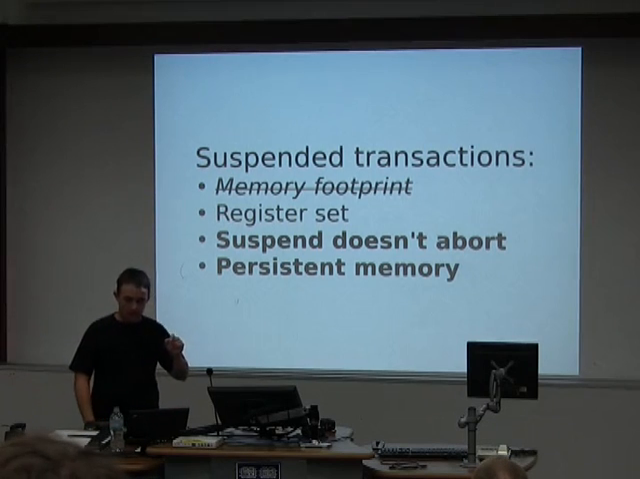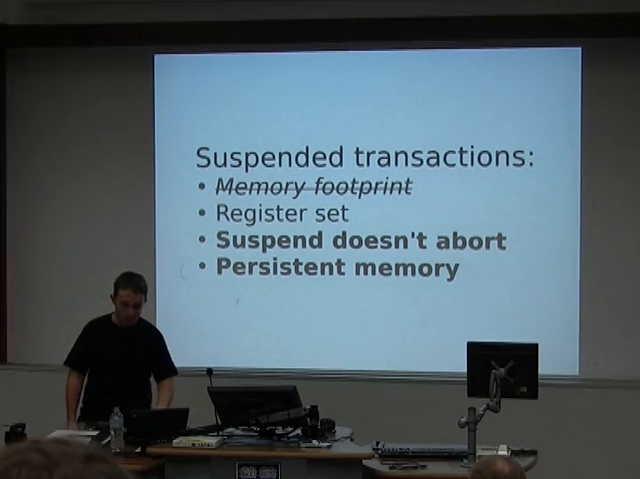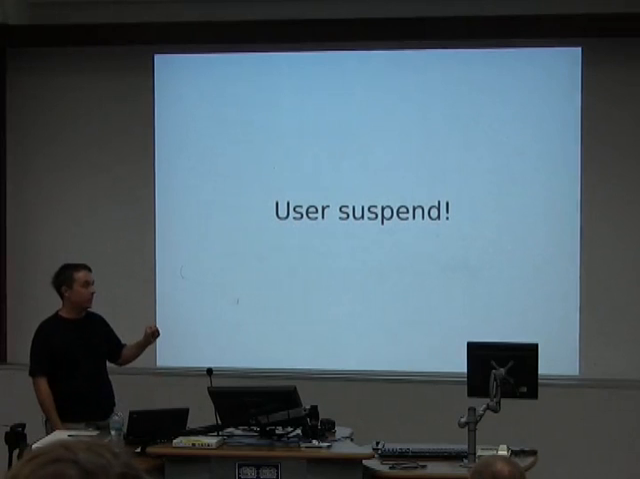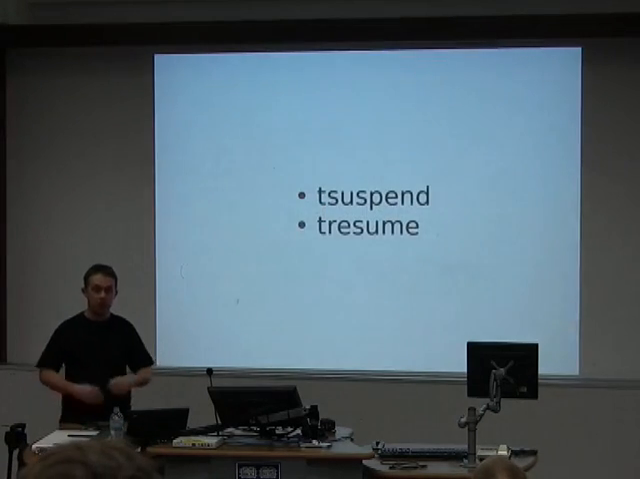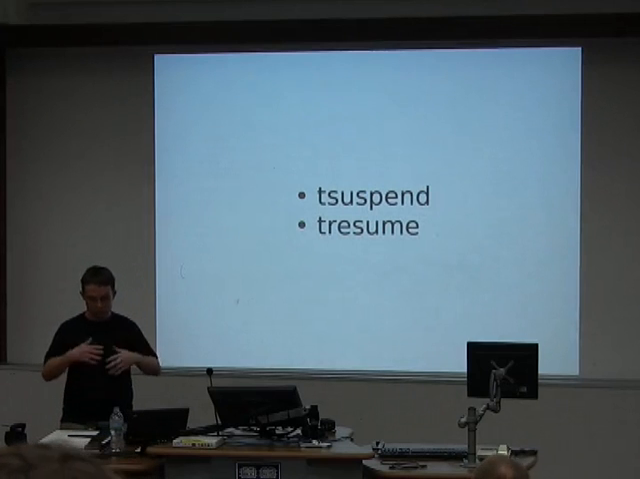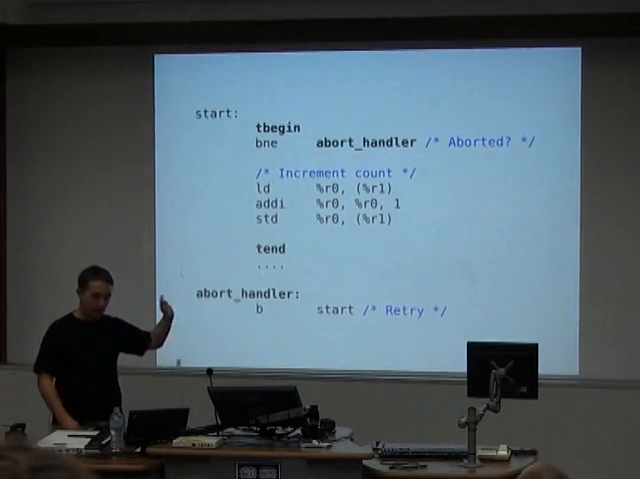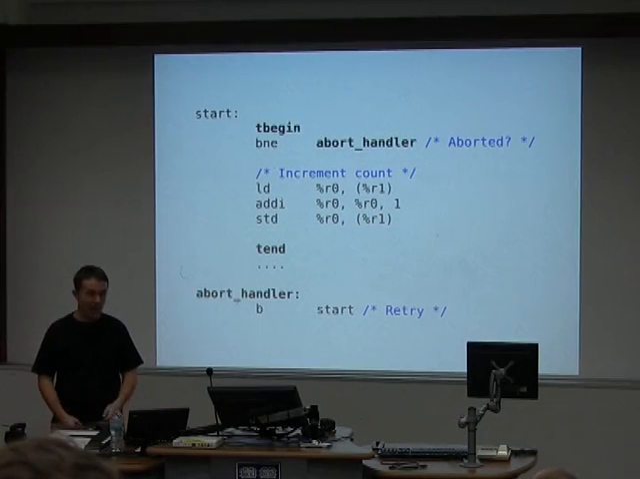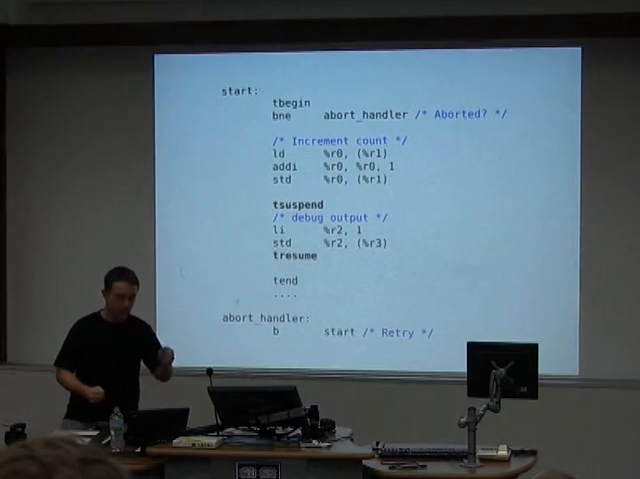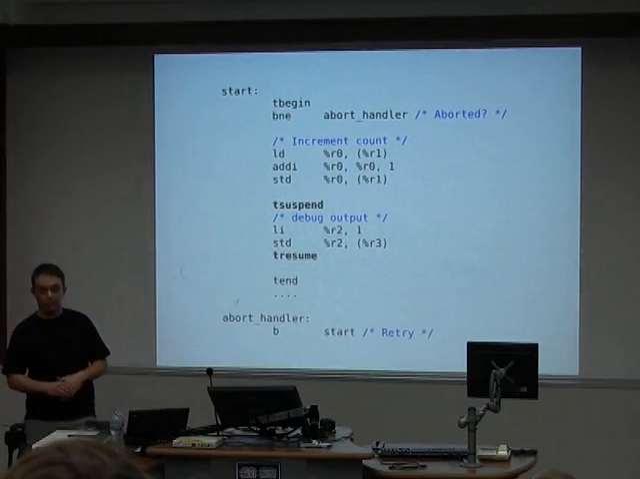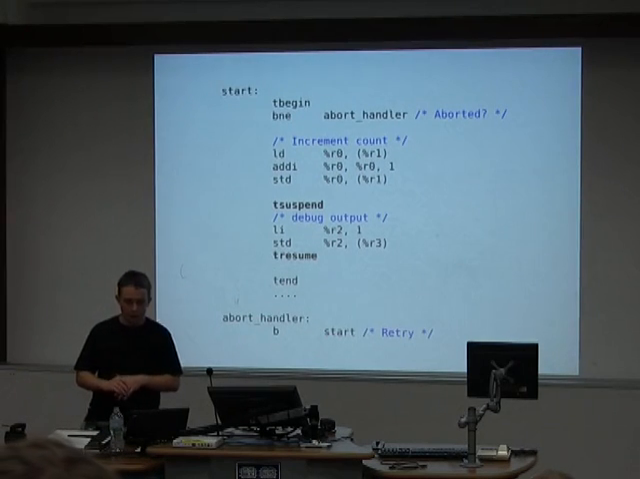So not only in kernel space can we do these suspended transactions, but they are explicitly exported to user space. So a user can say tsuspend and suspend his transaction and then do a whole bunch of stuff non-transactionally and then do a tresume. So this was our original PowerPC example. If we want to add a tsuspend and tresume to that, we end up with something like this. So we've got our tsuspend and tresume in here, and we may want to put some debugging output in there.